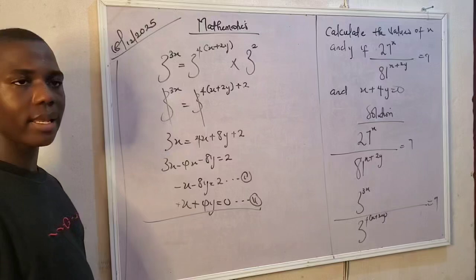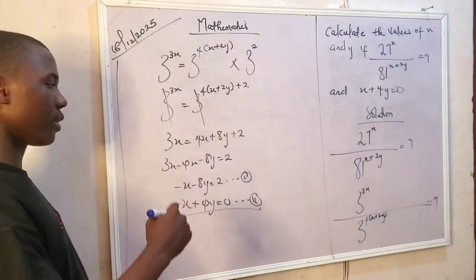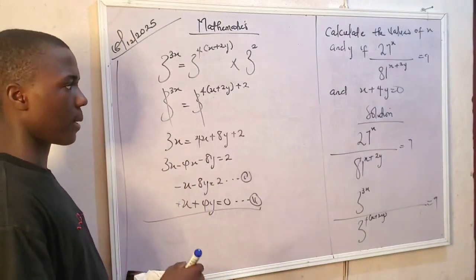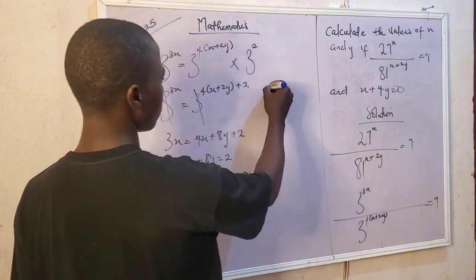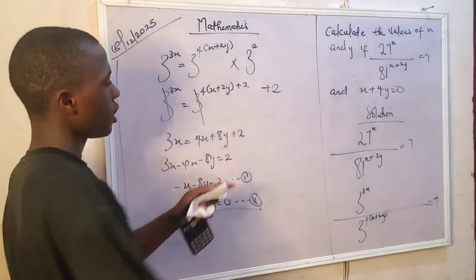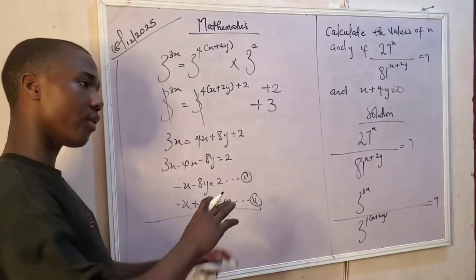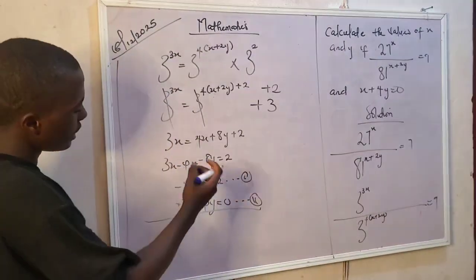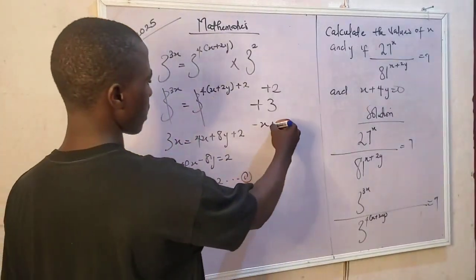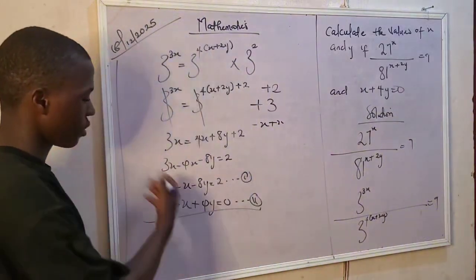Note that at the front of any ordinary number, there is always a positive sign. So negative x plus positive x gives us what? 0. So that is out now.